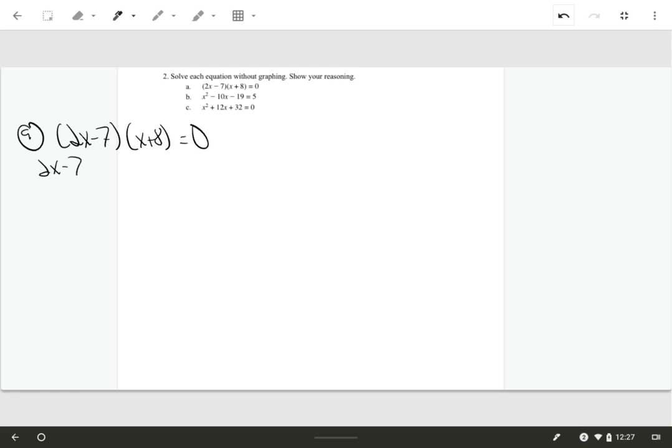So I'm going to go ahead and set each factor equal to 0, and I'm going to solve for x. And as I do that, I realize I made a mistake here. That should be 0.